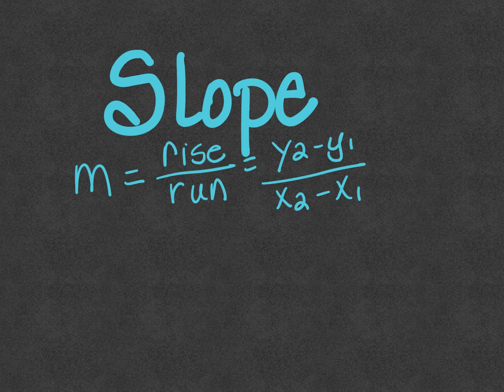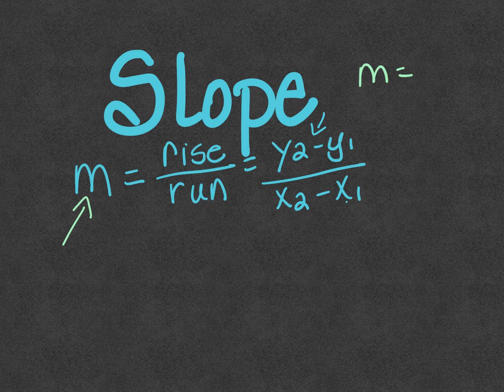Now remember as well that m is the abbreviation for slope. So if you see m equals, that means you're finding the value of slope. All right, so our formula, speaking of rise over run, is y2 minus y1 over x2 minus x1. Notice that you are subtracting.